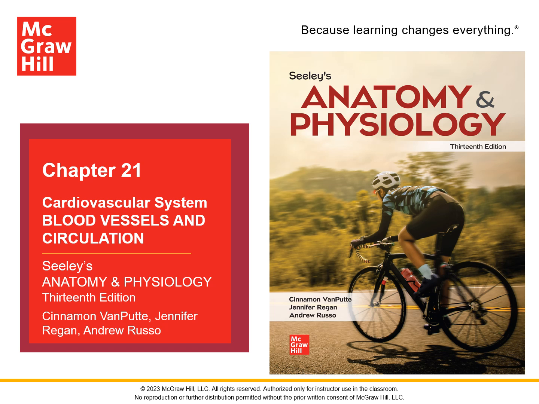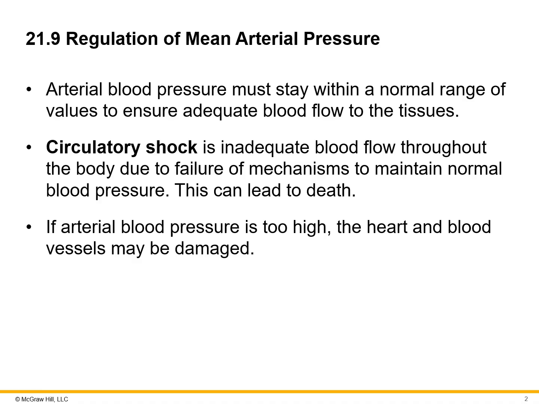All right, and this video here just wrapping up chapter 21 about our blood vessels and circulation. How do we regulate blood pressure, or that mean arterial pressure? So we know that it has to stay within a normal range. So we don't want to have too high or too low of blood pressure. This is one of the first vital signs that's taken because we need to keep it in a specific range.